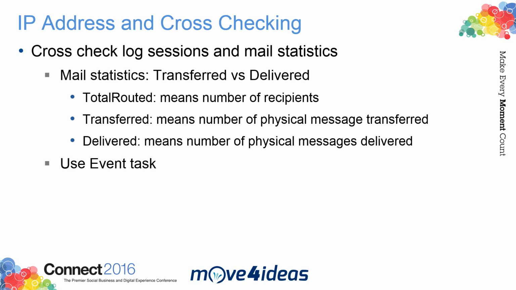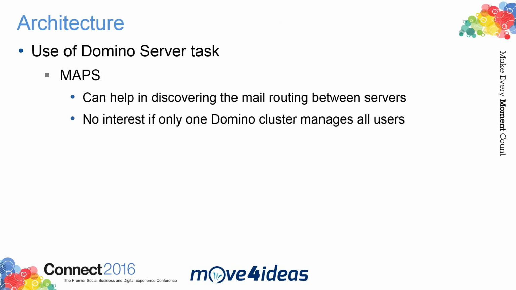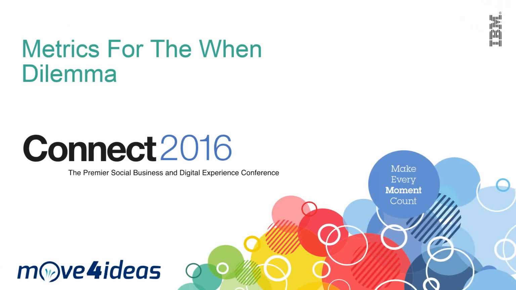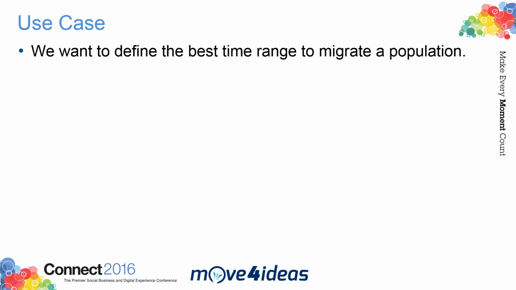After the IP address, what we can see is a Domino task that no one is using right now. It's MAPS, but it just helps in mail routing between servers. So it's of no interest if you just have one Domino cluster and this Domino cluster manages all users. So we're all set for the where dilemma.